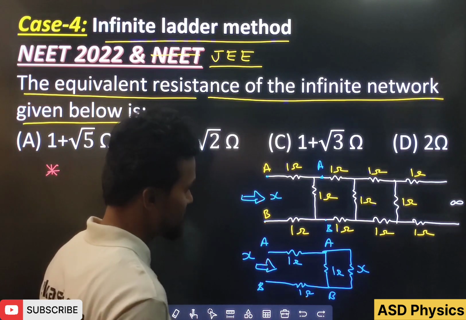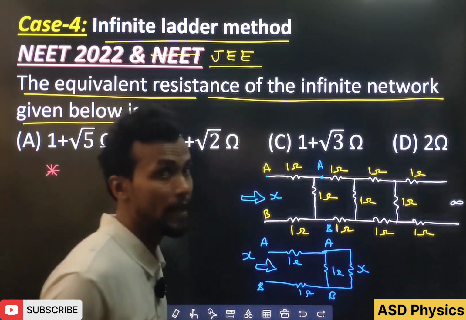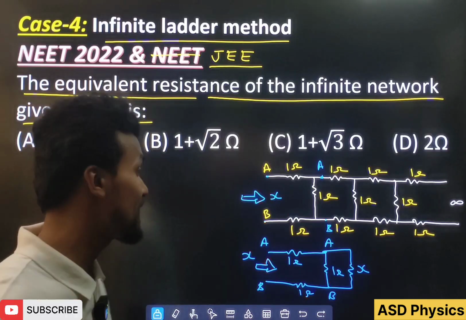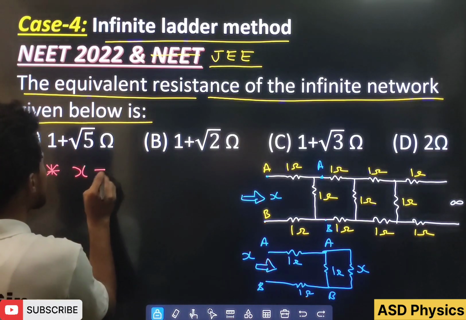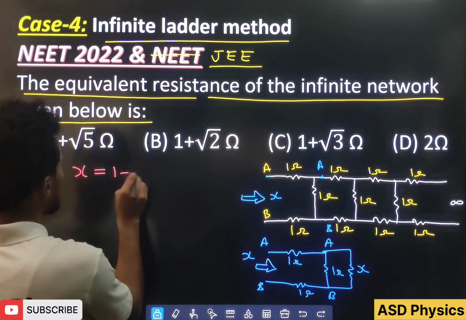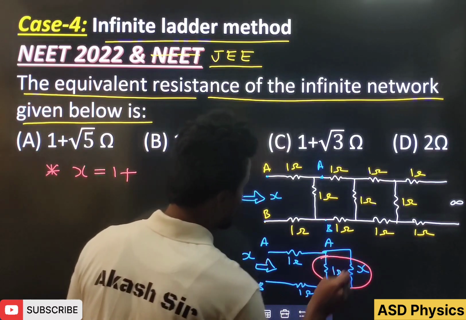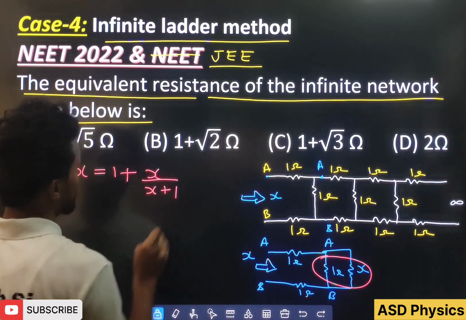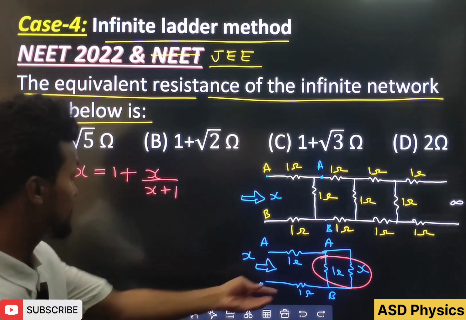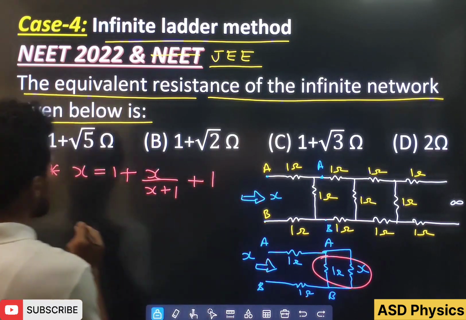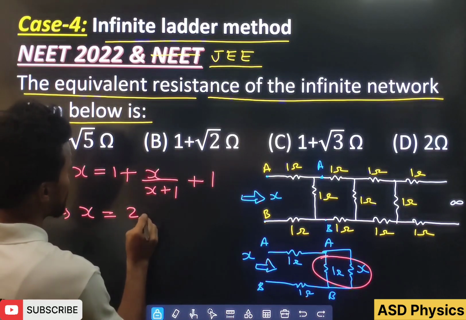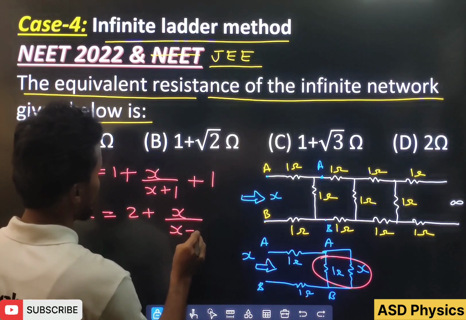So here you can see very well, students, this 1 and X are in parallel. So when 1 and X are in parallel, we have to use the formula R1 R2 by R1 plus R2. Okay. So this X is given by this 1 plus this one in parallel. So we can write here X into 1 by X plus 1. So X by X plus 1. Okay. Is it? And this plus 1 again is there. Now, we have to simplify this here. See kindly, X equal to 1 plus 1, 2 plus X by X plus 1.